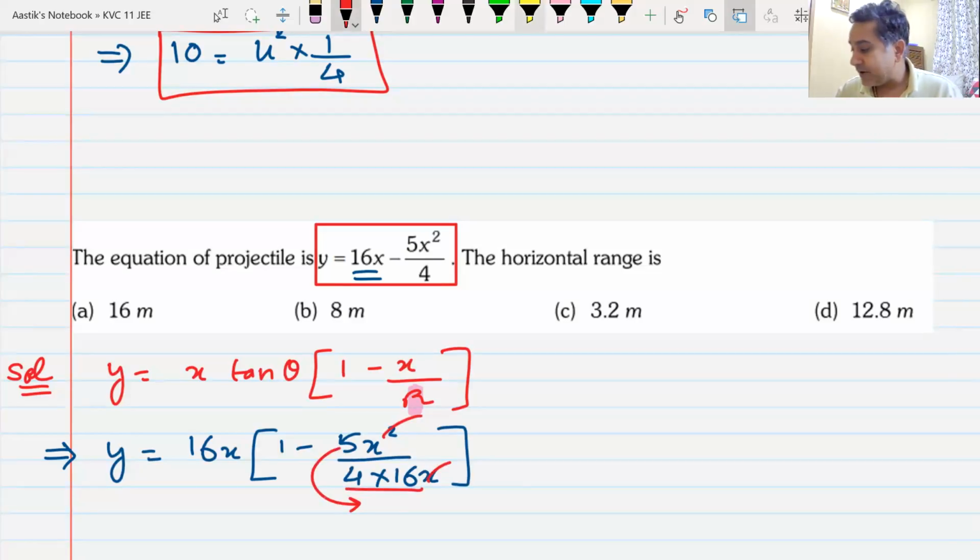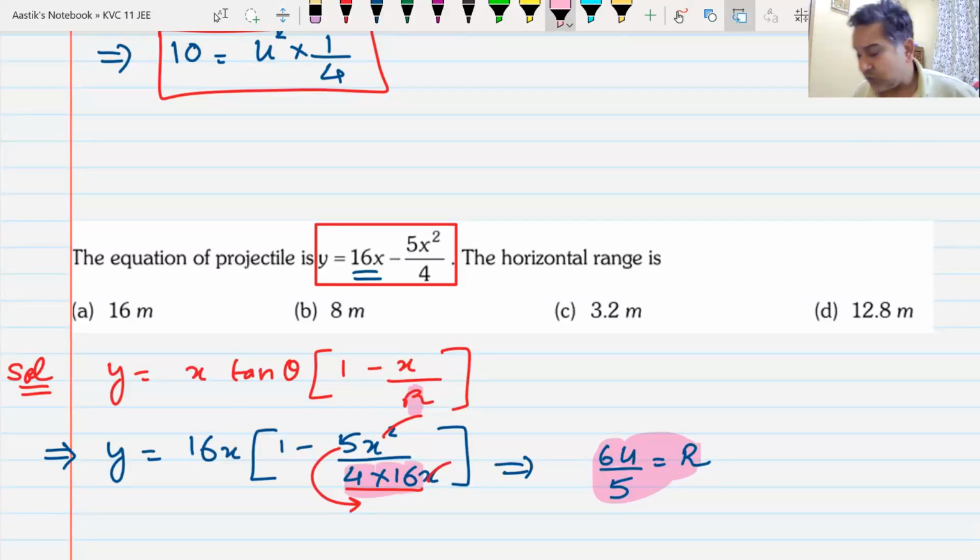Now if you compare the two equations, in the first equation we have R, and in the second equation we have 64 by 5 equates R. Everyone understood this? 64 by 5. How did I get 64 by 5? So straight away, the answer is 64 by 5 is the range, and the correct option is option number 4. 12.8 meters. That is the correct answer. If you got it, well done.